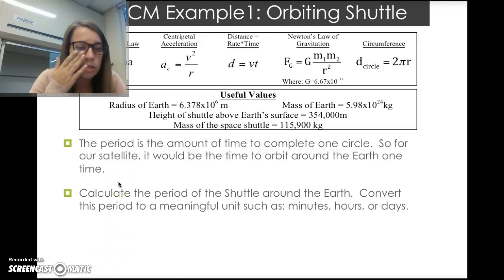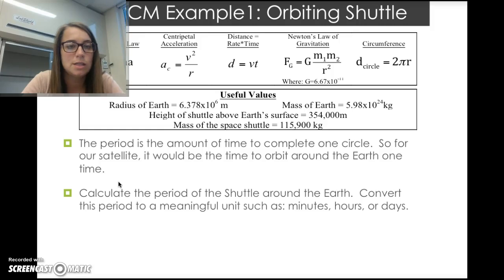Last example on here, we want to calculate the period. We talked about this on the first day, but we haven't talked about it since. Period is the amount of time to complete a circle. So I asked you guys, what is the period for us to go around the sun? And we said 365 days. What's the period for Earth to rotate one time? 24 hours. So we're trying to figure out the period it would take to complete one circle around the Earth, this shuttle. So for our satellite, how long does it take to orbit the Earth one time?